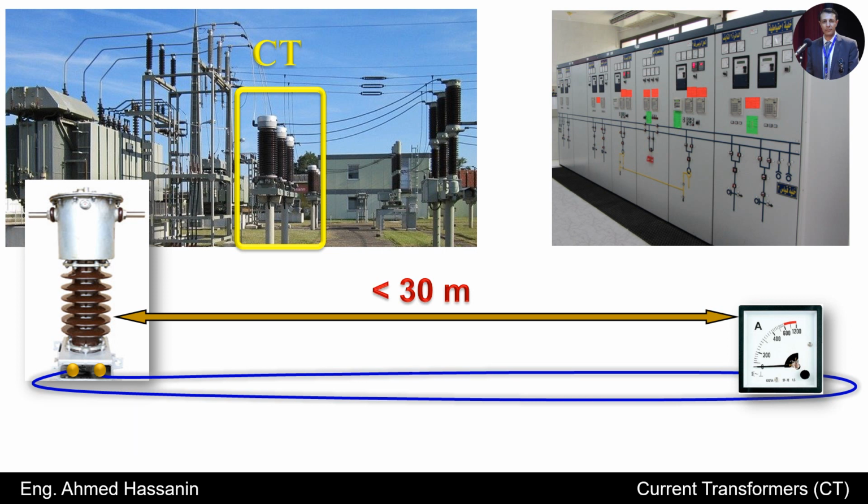If the distance between the current transformer and the measuring or protective devices is less than 30 meters, no problem to choose the secondary current of 1 ampere or 5 amperes. So, we can install any current transformer, 600 amperes to 1 ampere or 600 amperes to 5 amperes.